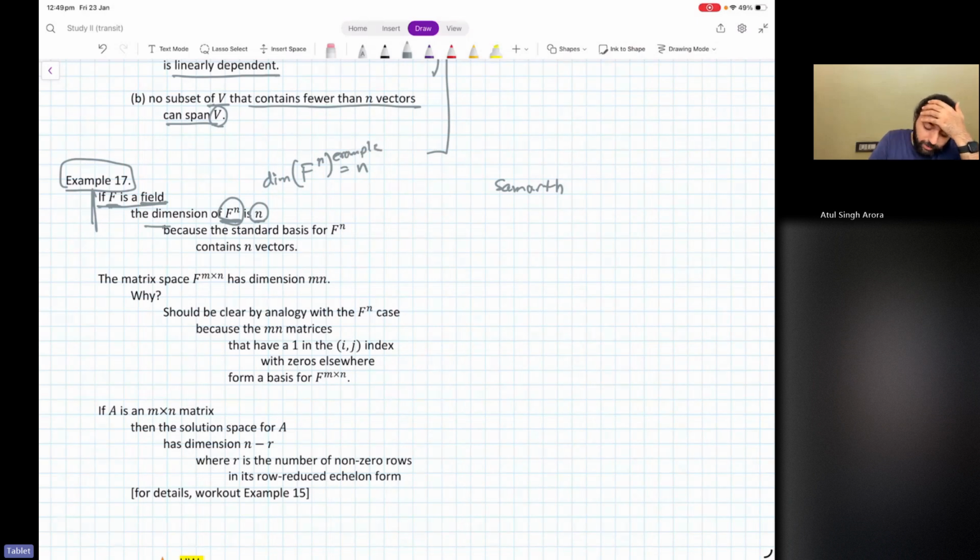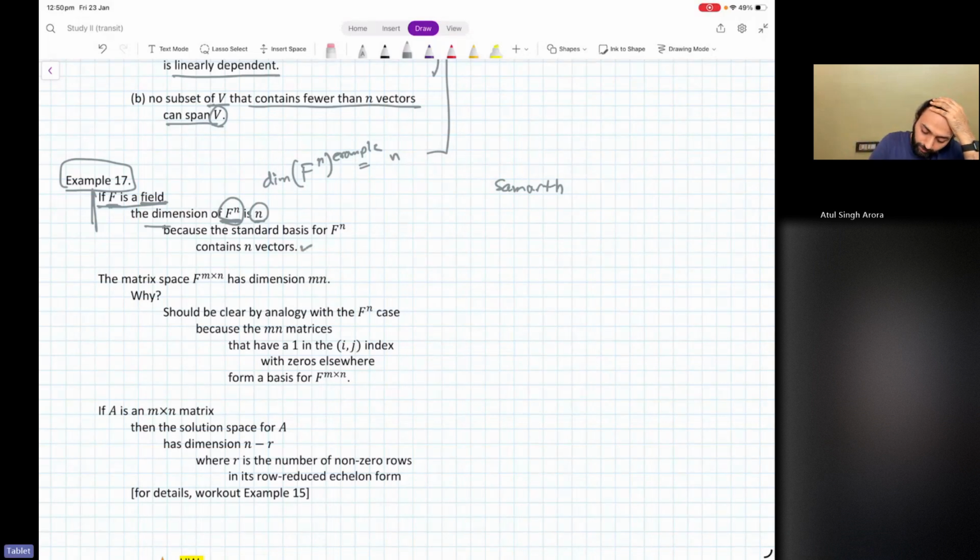So I was asking, can you prove this? Do you see how that might be the case? Do you have any idea how one might show this? The basis of... So the statement is saying that the dimension is n because the standard basis for F to the power n contains n vectors. Exactly.